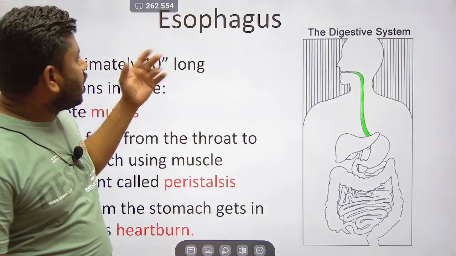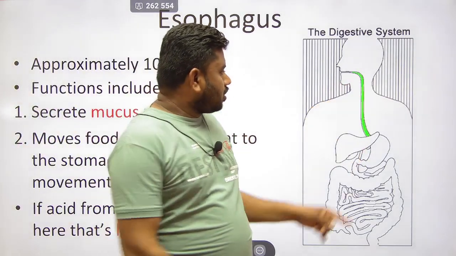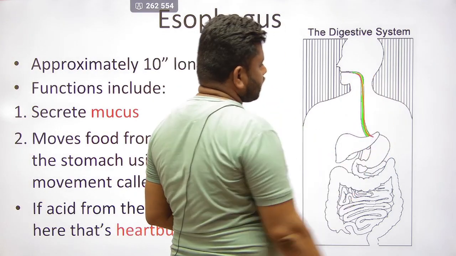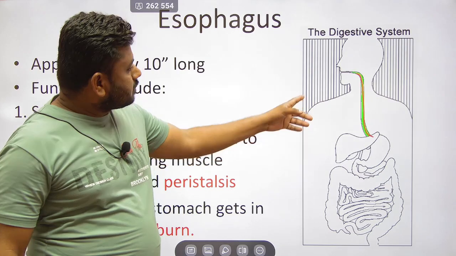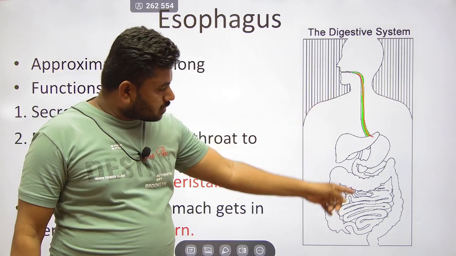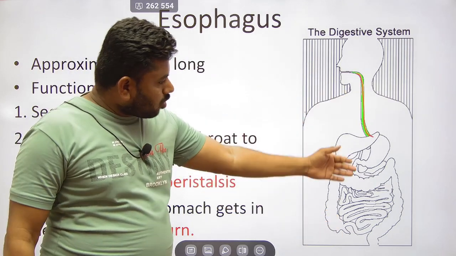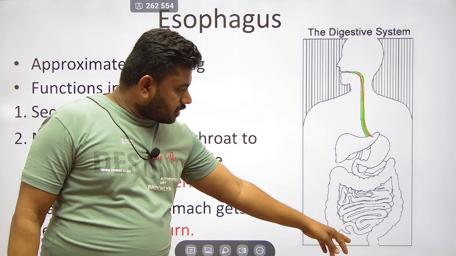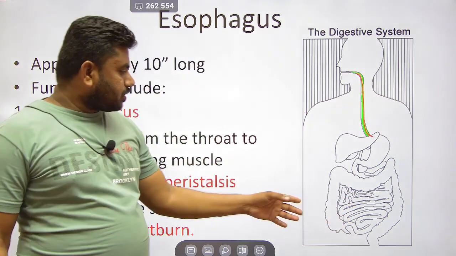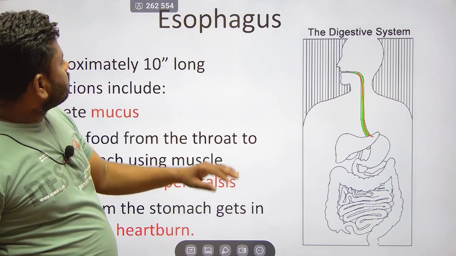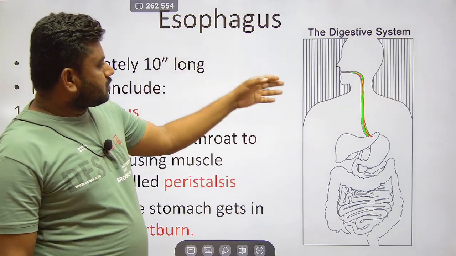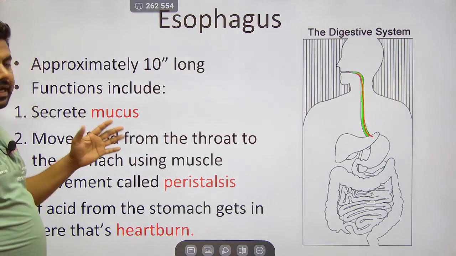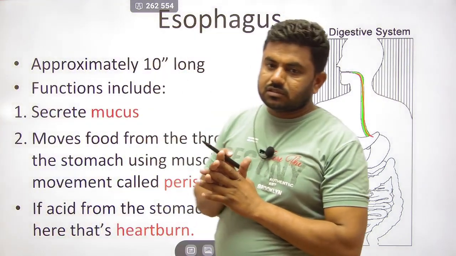Now see the esophagus. This is the green color we have shown, and this is the red color I have given now. This shows the digestive system still here. The small intestine, large intestine, J-shaped structure, and down there is the anus, and this process happens. Waste goes down here. See here, this is called the esophagus, and it is approximately 10 inches long.